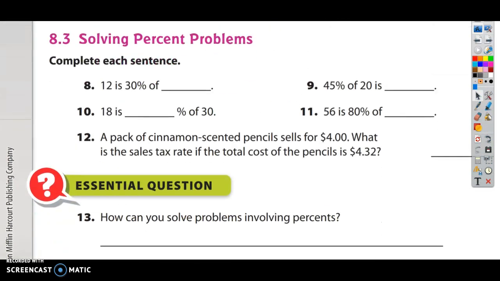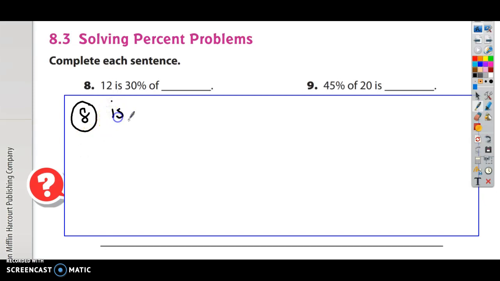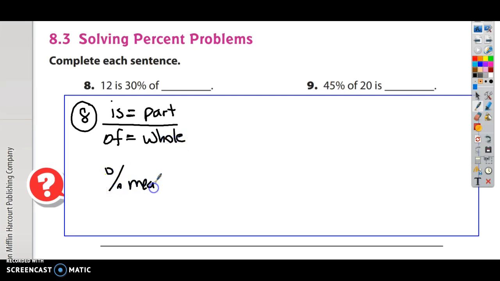All right, so we're on 8.3, solving percent problems. And these are the ones that we want to set up as proportions, as best as we can. And we use the terms is and of to help us figure out what goes where. So for example, number 8. We're always going to have the is word is going to be the part. And the of word is going to be the whole. And remember that percent means out of 100. Okay, so we're going to use all that information to help set these up.